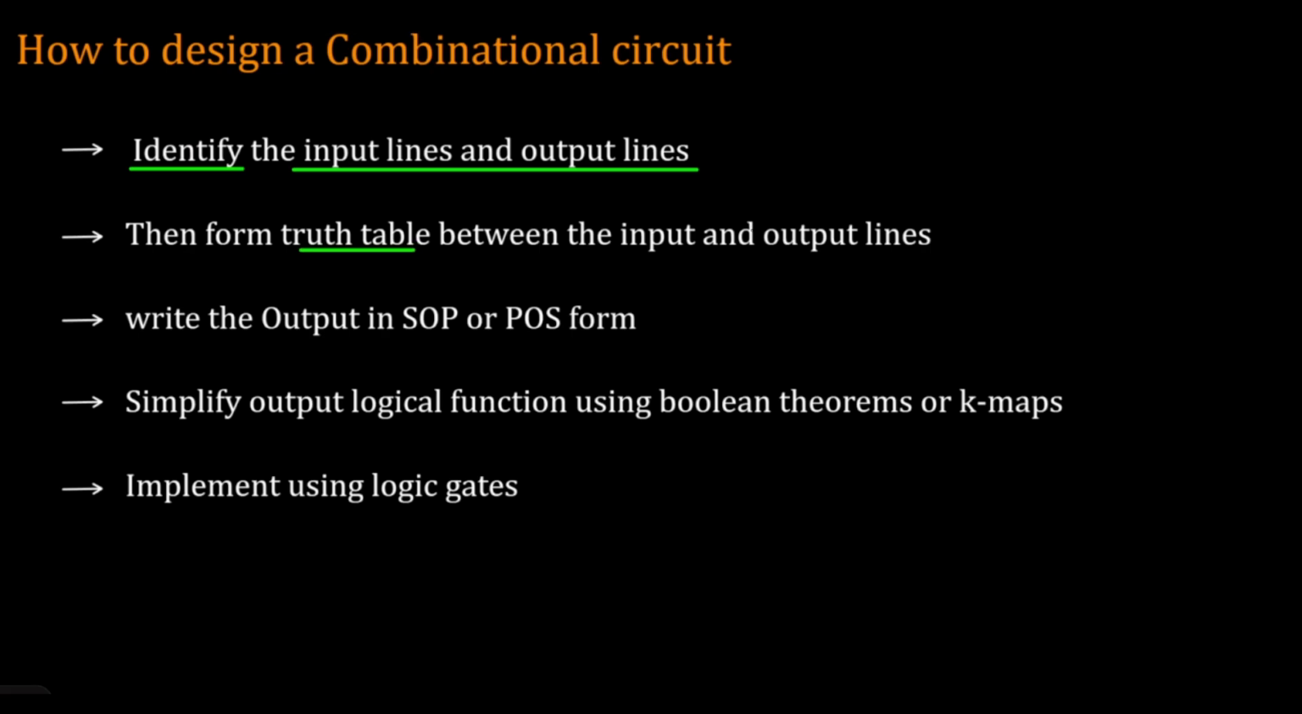After drawing the truth table, we will write SOP or POS, where SOP means sum of products and POS means product of sums. We write POS for logic zeros and SOP for logic ones. After that, we need to simplify the equation that we get in the SOP form. In order to simplify the logic function, I need to use Boolean theorems or K-maps, and then we will implement it using logic gates. So this is how you design a combinational circuit.